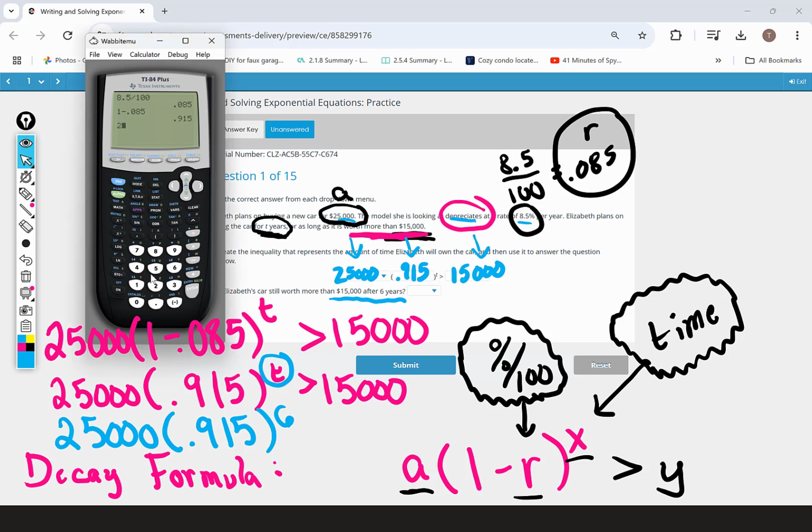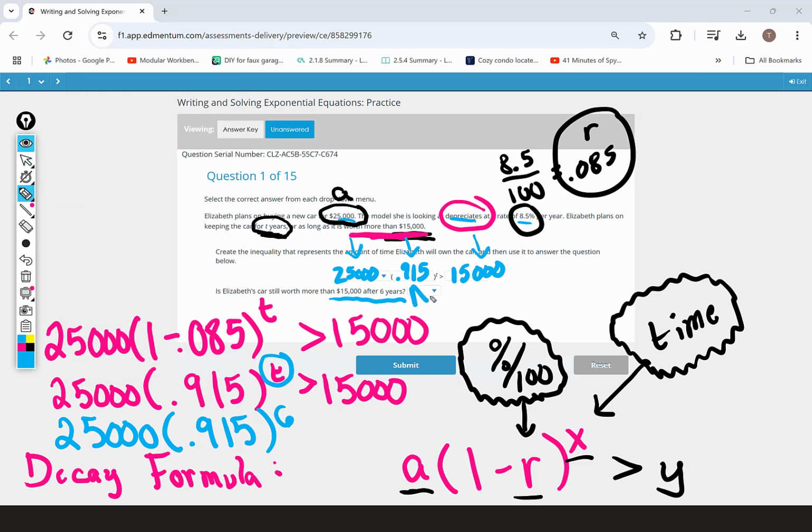Choose the calculator to type that in, 25,000. You can find this calculator for free online. Left parenthesis, 0.915, right parenthesis, raise to the power, the button is above the division symbol, 6. Enter. Is it worth more than 15,000 after 6 years? No. It's worth 14,671. So the answer to part 2, big fat no.